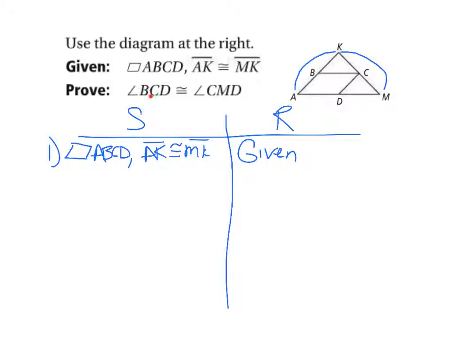What are we even trying to prove here? We're trying to show angle BCD. I'm going to mark that so I don't lose track. There's a lot of angles in here. Angle BCD, this angle right here. Just going to put a dot there because I don't really know anything about it yet, but I know I want that angle to be the same as angle CMD. That's this one right here.